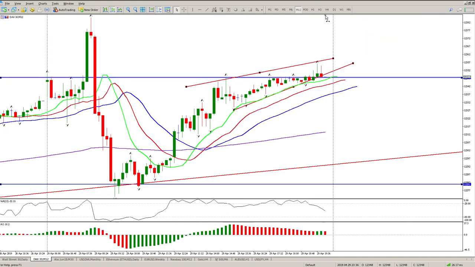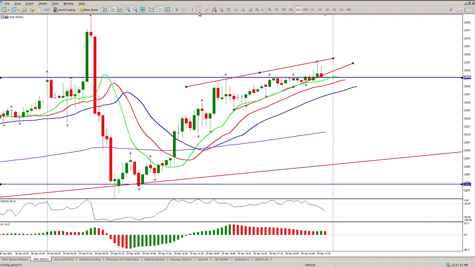If I drop to the 12-minute, you'll see I've got a tweezer top here. Okay, so I've got a green pin bar, then I have a red pin bar, which happened at the close. So it is after hours for the DAX, technically, but it's a pin bar, it's a tweezer top inside a potential reversal pattern, which is a rising wedge.